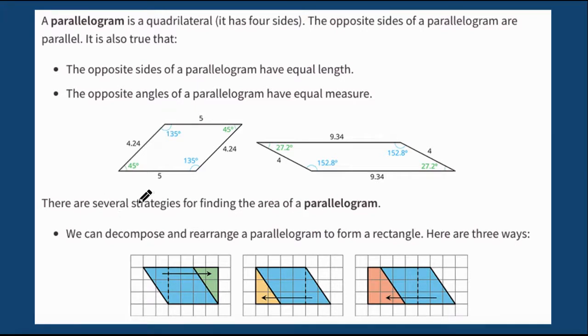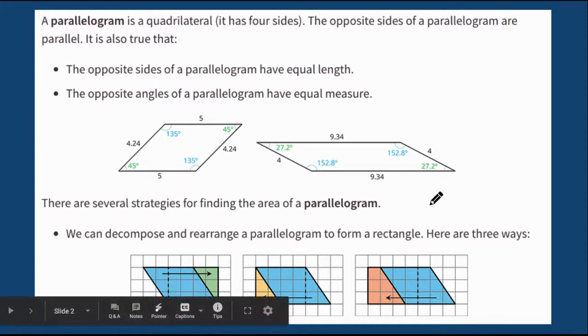The other thing that we talked about is how to find the area of a parallelogram. We started off by decomposing, rearranging, and then composing them, taking what we know about parallelograms, cutting them up and making them into a rectangle, not really mattering where you cut. Once you created this rectangle, then just doing length times width to find the area.